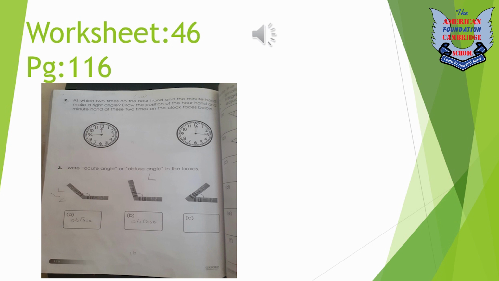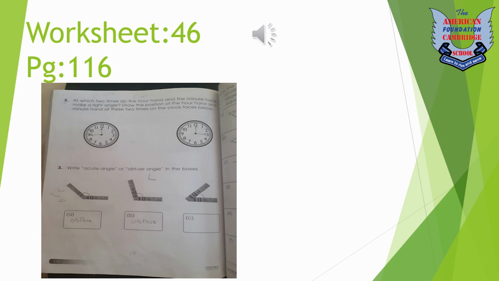Okay, for making a right angle, the 2 lines should be straightly above or below each other. So that's why they should make a 90-degree angle. So that's why I am going to draw 2 lines that are straightly above or making a 90-degree angle.